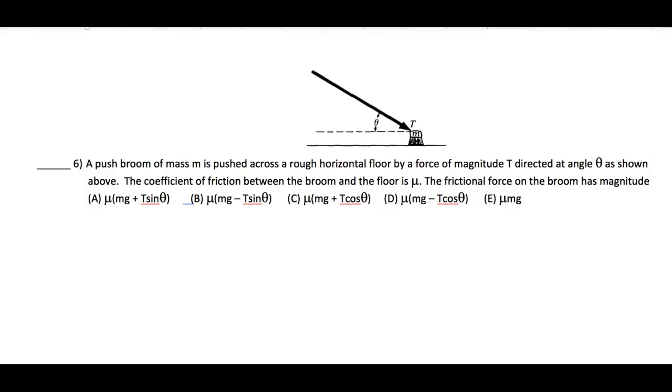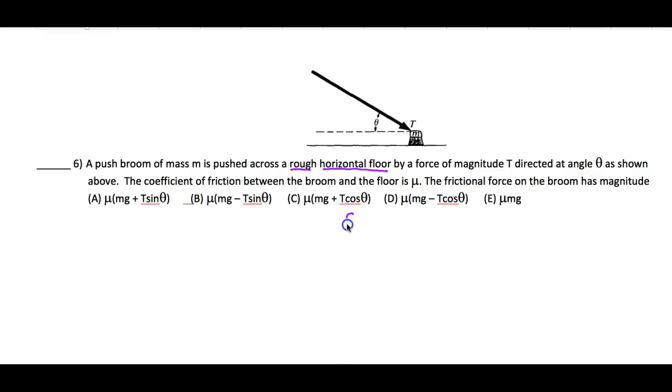In question number 6, we have a push broom of mass M. It's being pushed across a rough horizontal floor. So this should stick out with you: there's friction there. And we have a force of magnitude T directed at an angle theta as shown in the sketch. The coefficient of friction between the broom and the floor is mu. They want to know the frictional force on the broom handle.